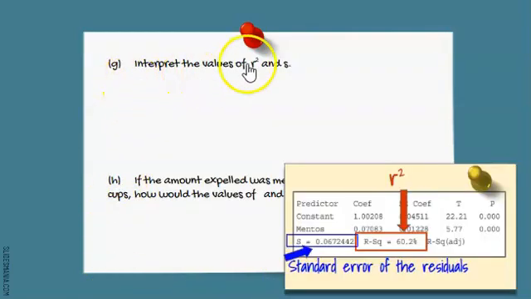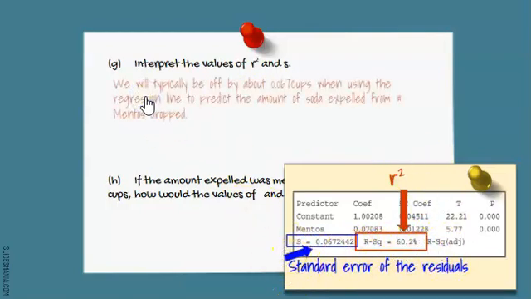So I'm going to interpret the r squared value and the s value. Remember, r squared is right there. It's pretty obvious in the table. S is right there. So interpreting is the key thing here. Let's do s first. Okay, it's 0.067. And what does that mean?